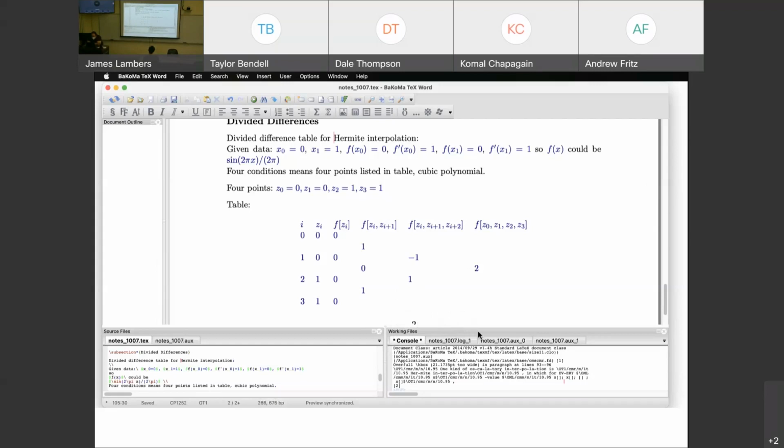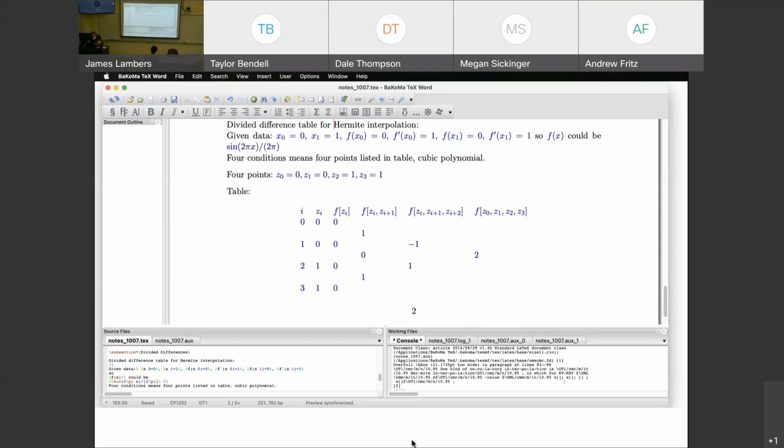And then, after that, there are no more derivatives to fill in. It's only first derivatives when it's Hermite. So then I compute the remaining divided differences in the usual way, and this completes my divided difference table. So now I can fill in the polynomial.